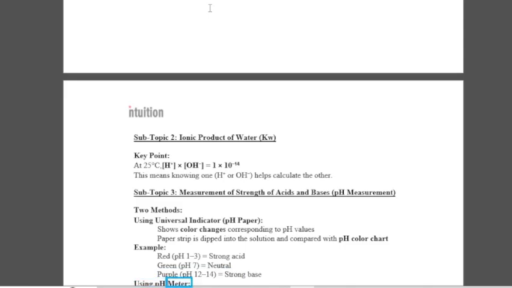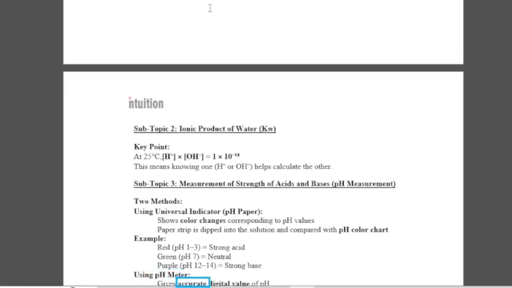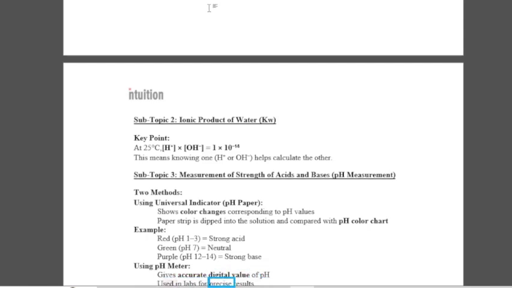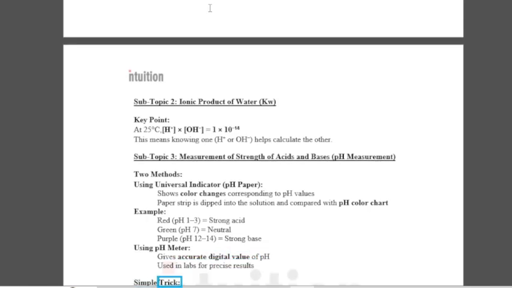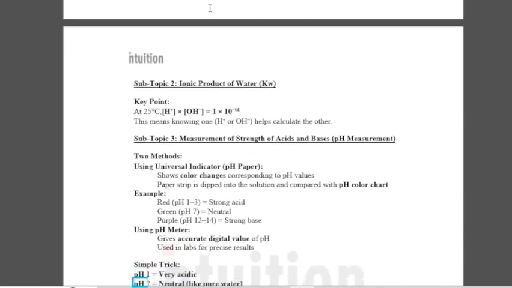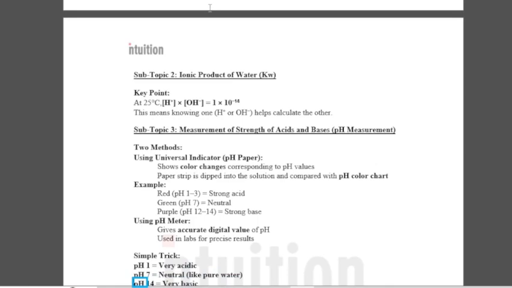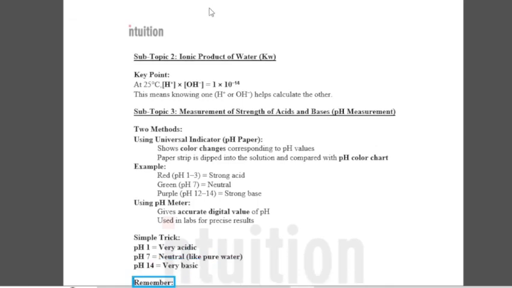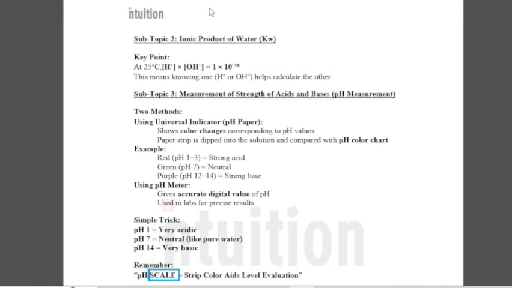Second, using a pH meter, which gives an accurate digital value of pH. Used in labs for precise results. Simple trick: pH 1 is equal to very acidic, pH 7 is equal to neutral, like pure water. pH 14 is equal to very basic. Remember, pH scale is equal to strip color. It's level evaluation.